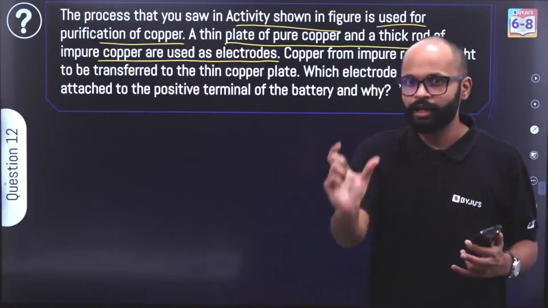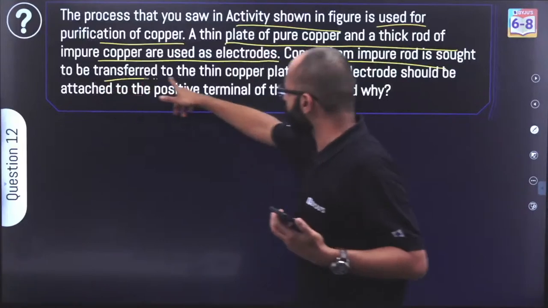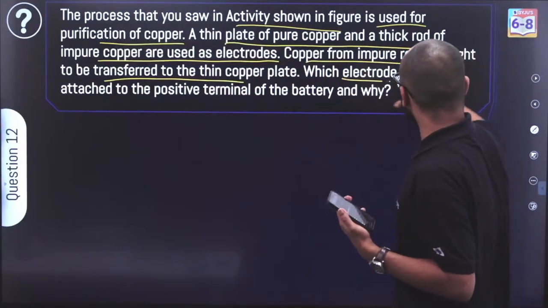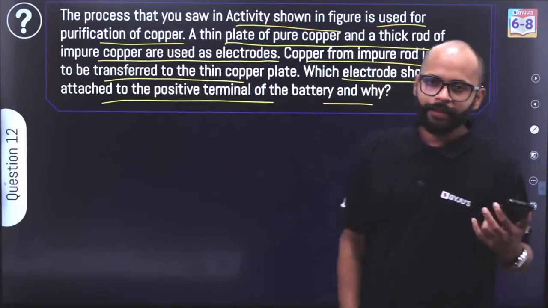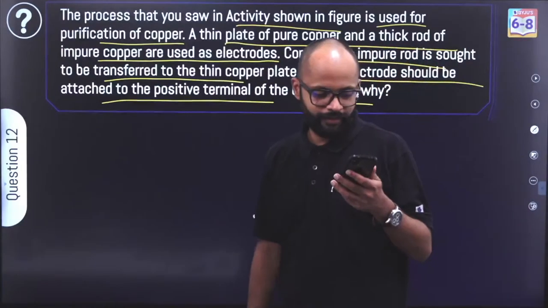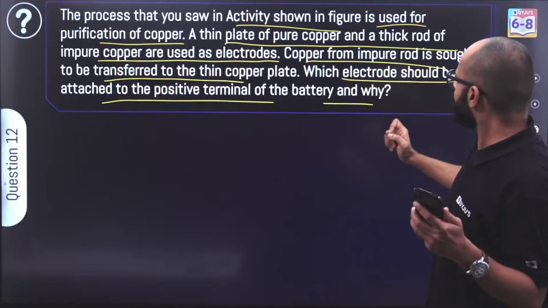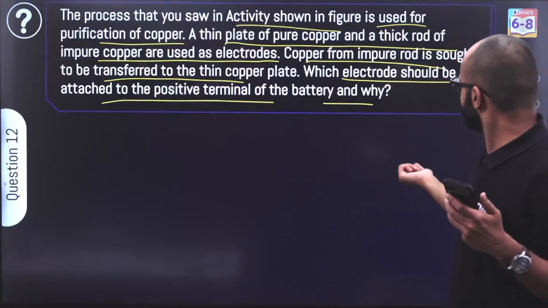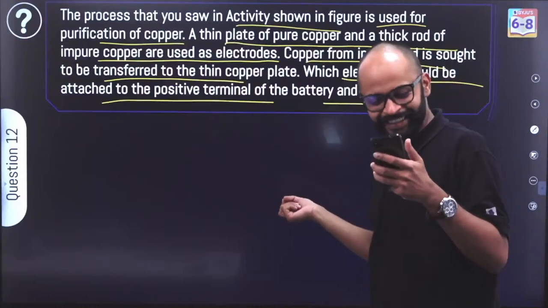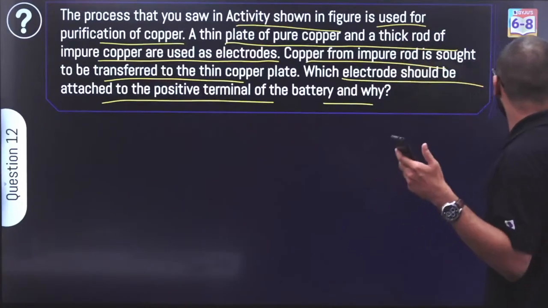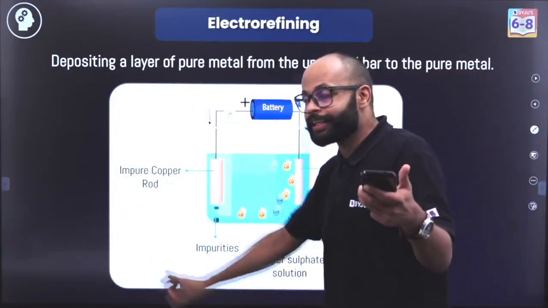But listen, इसमें एक नया term आने वाला है, बस वो बताना चाहता हूँ मैं. Copper from impure rod is sought to be transferred to the thin copper plate, which electrode should be attached to the positive terminal of the battery and why? Yes. कौन से टर्मिनल पे कौन सा इलेक्ट्रोड लगाया जाए? एनोड. ओके, है ना? इम्प्योर होना चाहिए एनोड पे, प्योर होना चाहिए कैथोड पे.